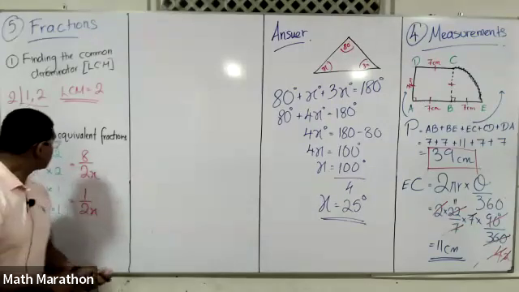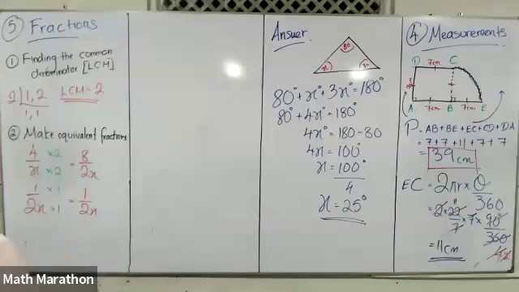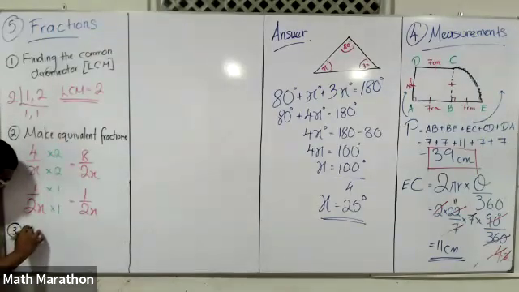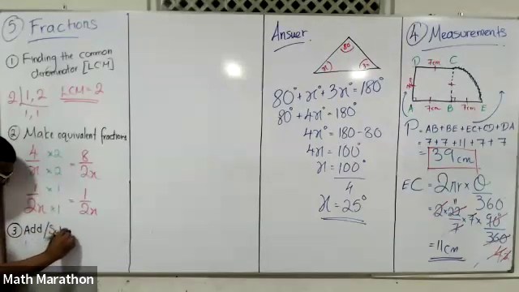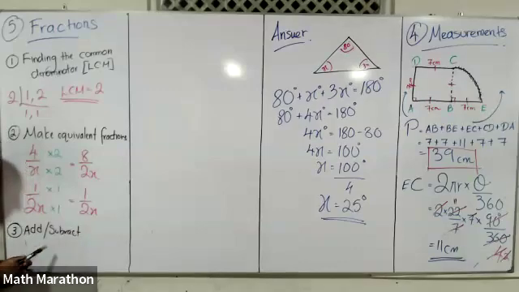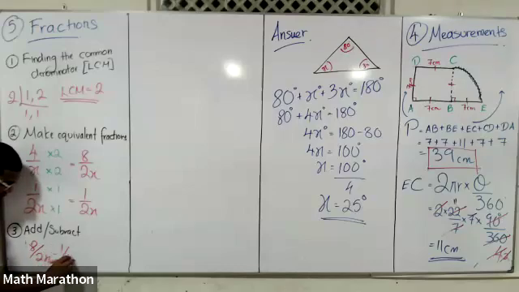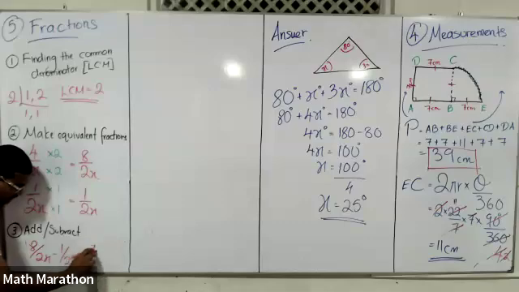No problem. The third one is to add or subtract. What do we have? 8 over 2x minus 1 over 2x, 7 over 2x. That is the answer.